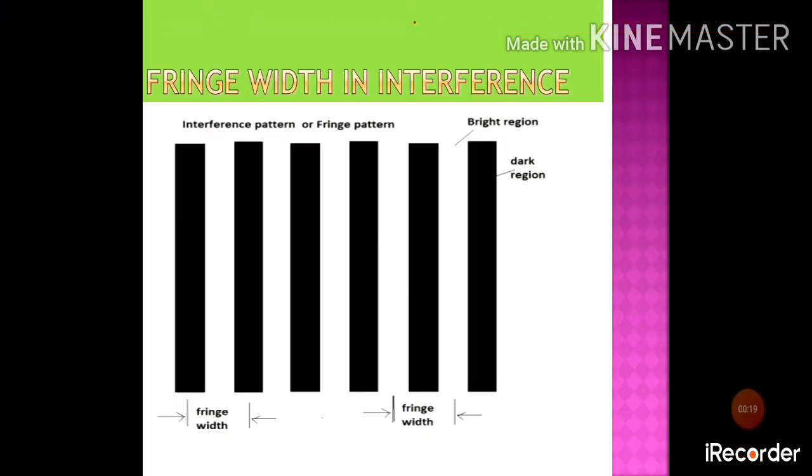In this picture you can see that I have shown you the alternate dark and bright fringes. This will be the pattern which you will get during any interference experiment. You can see here the dark regions are showing the dark fringes and the white regions are showing the bright fringes. We get alternate dark and bright fringes.